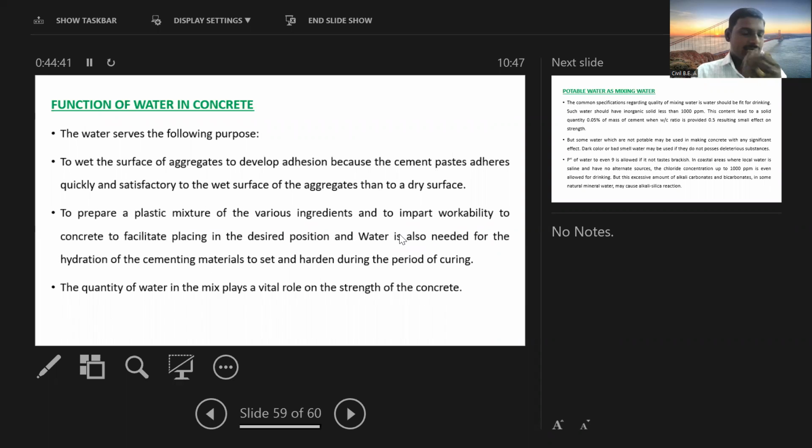So the functions of water in the concrete. What are the functions of water in the concrete? वो काय करते water concrete मध्ये? So the water serves the following purposes. There are many purposes.